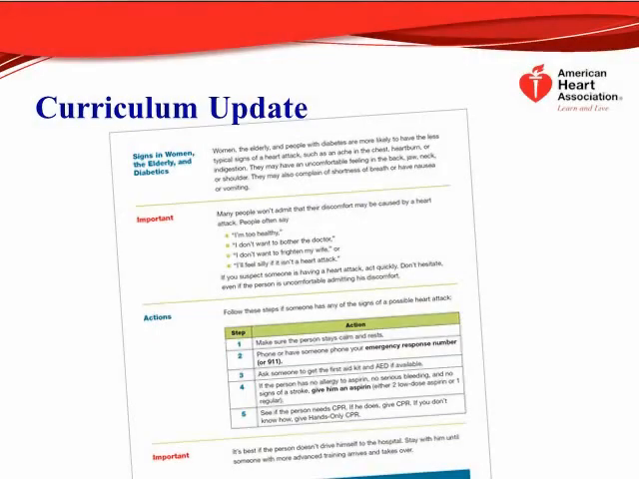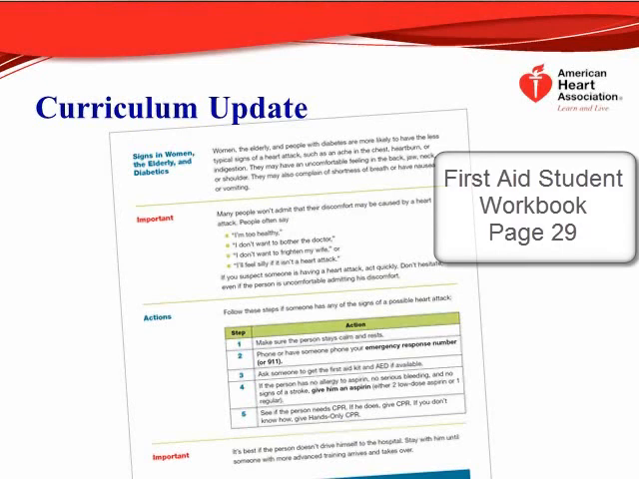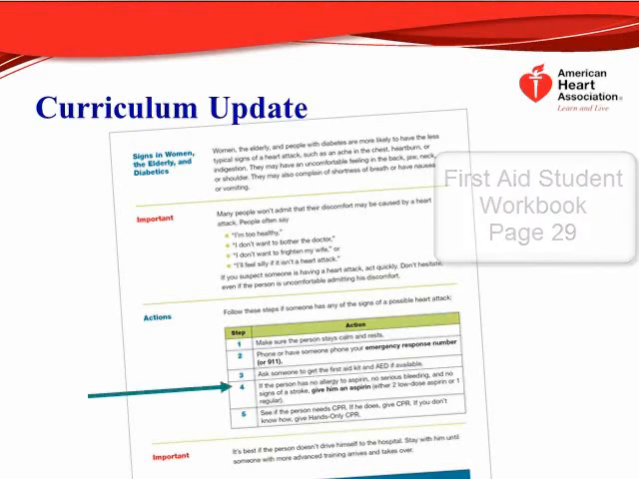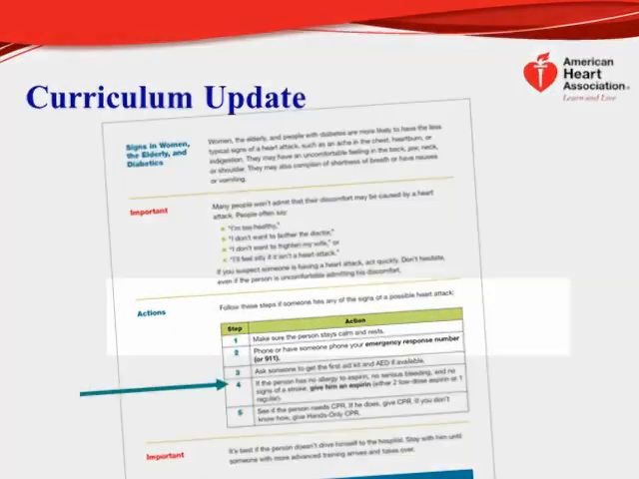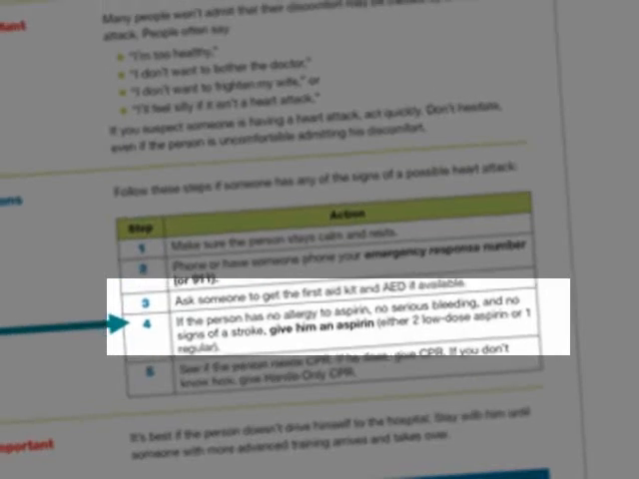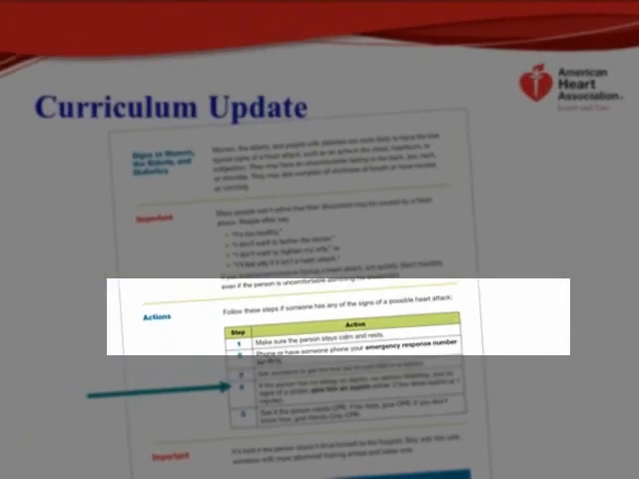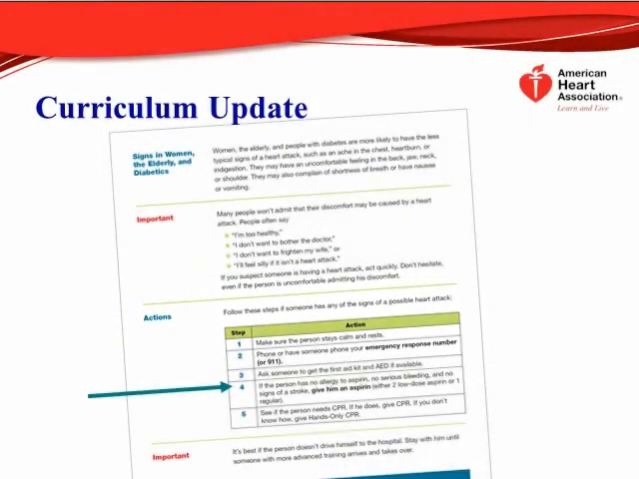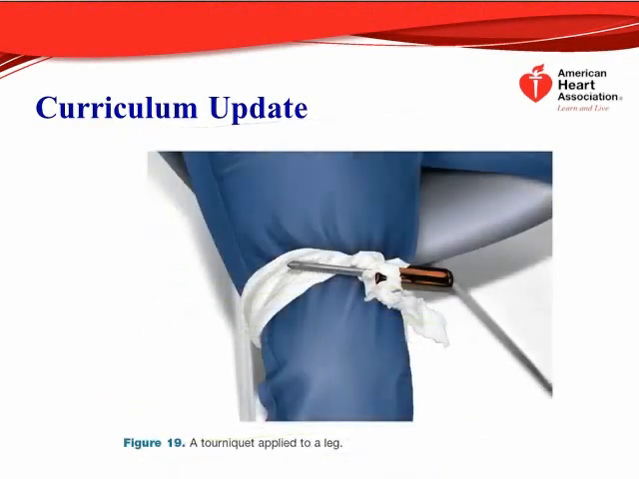Let's cover a few key points on first aid. The 2010 AHA guidelines for CPR and ECC now recommend that first aid providers give aspirin for heart attacks. First aid providers should activate the EMS system first for anyone with chest discomfort. Then, while waiting for EMS, first aid providers should make sure that the person has no allergy to aspirin, no serious bleeding, and no signs of stroke before giving that person either 2 low-dose aspirins or 1 regular aspirin.